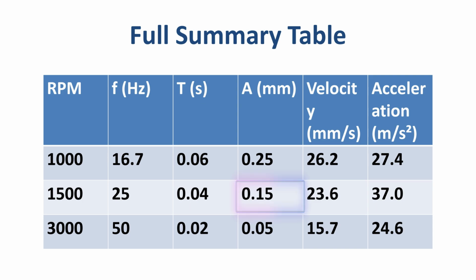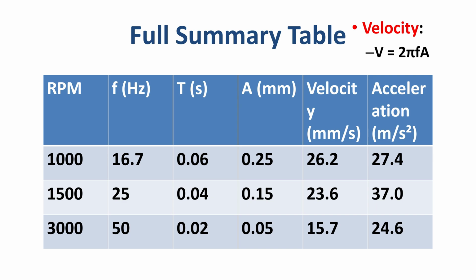So let's calculate the velocity first. What is the formula for velocity? The velocity formula is 2 pi f a, right? So 2 multiplied by pi multiplied by f, which is 25 Hertz, so f is 25, and then we multiply it by a. What is our a? It is 0.15, right? 0.15 mm.